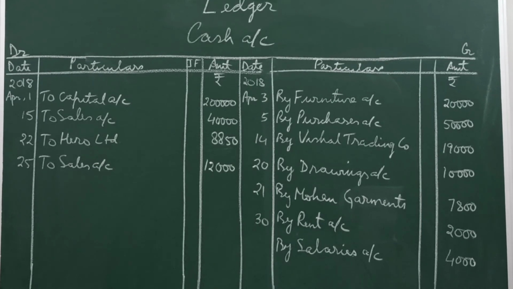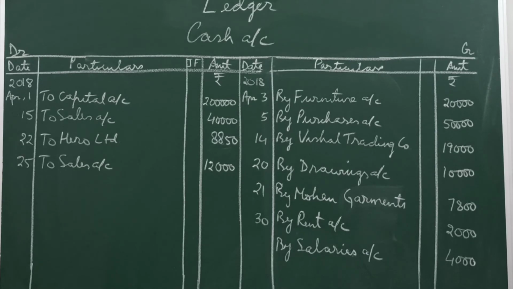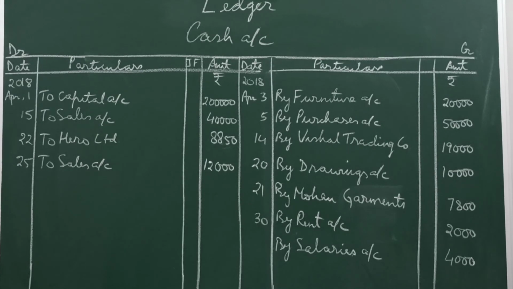So date 22nd to Hero Limited, which is given on the credit side, and the amount will be 8,850, which is in line of the cash account, not 9,000. Your actual cash coming in is 8,850 after discount. Then we have cash sales on 25th, cash is coming in 25th to sales account 12,000. I hope you are understanding now.